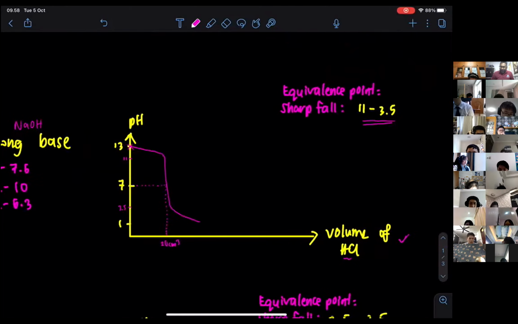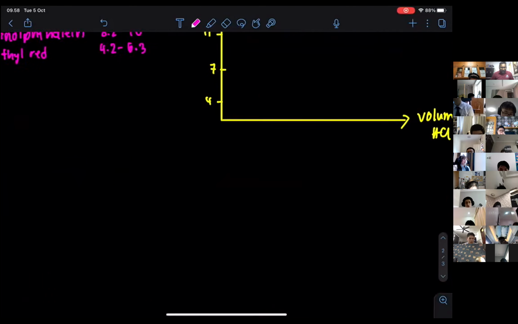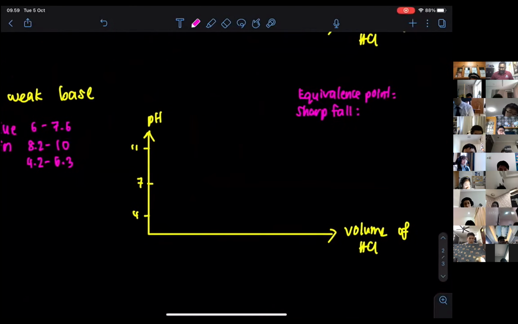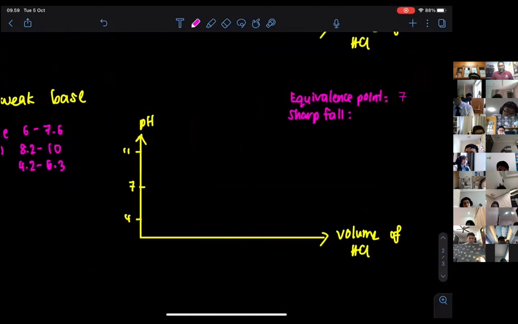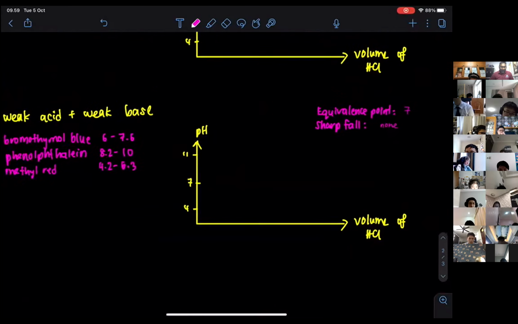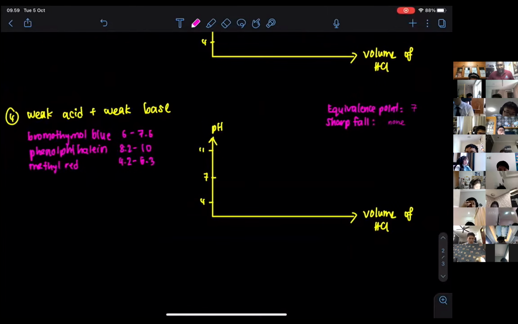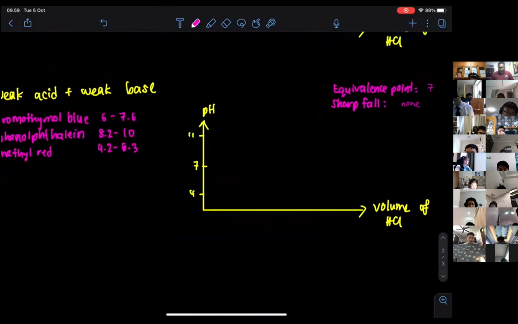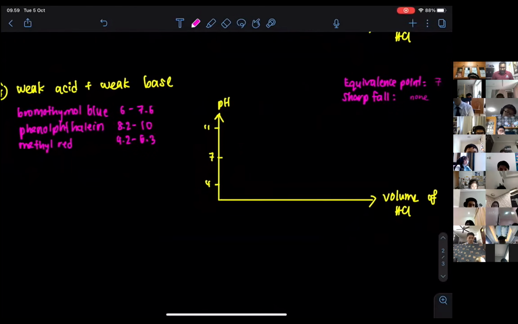So that is what we call the equivalence point. The equivalence point for strong acid and strong base, you memorize, is 7. And the same thing will apply for the equivalence point for weak acid and weak base, so I'll just put 7 over here. But there is no sharp fall whenever we are dealing with weak acid and weak base. Maybe I'll give you an example. Ethanoic acid is a weak acid, and the weak base is ammonia.